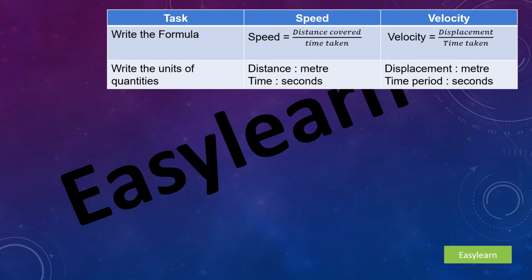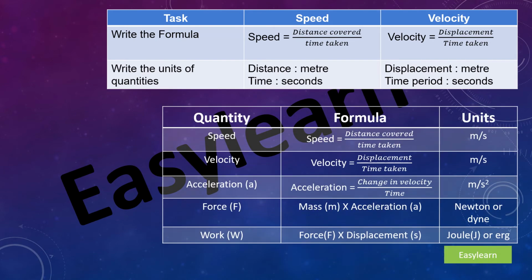This is an extra question where you have to write the formulas of speed, velocity, and the quantities. So here you have quantity, its formula, and the units. Speed, the formula is distance upon time, unit is meter per second. Velocity, formula is displacement upon time, unit is meter per second.